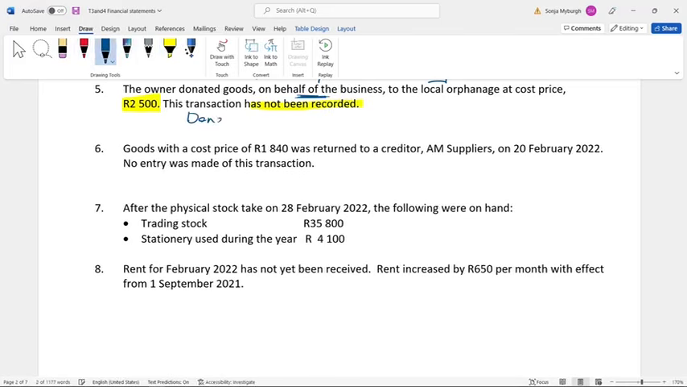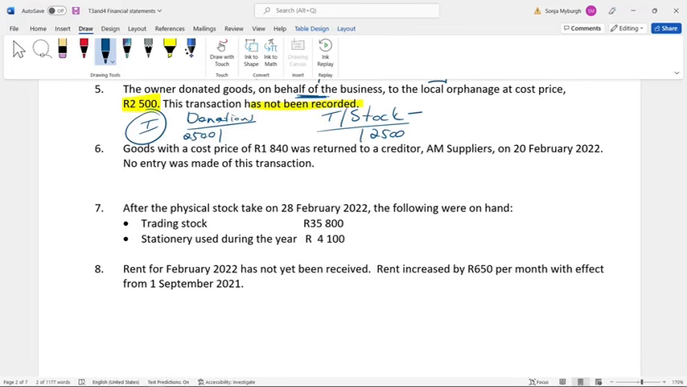Donations is an expense that must be debited. What did we donate? We donated trading stock, so trading stock must be credited, an asset that decreases. So on the income statement, we must add 2,500 donations because we don't see donations on the pre-adjustment trial balance yet.